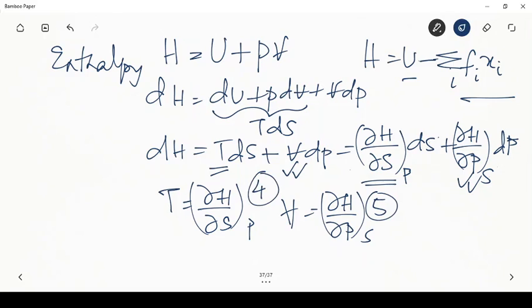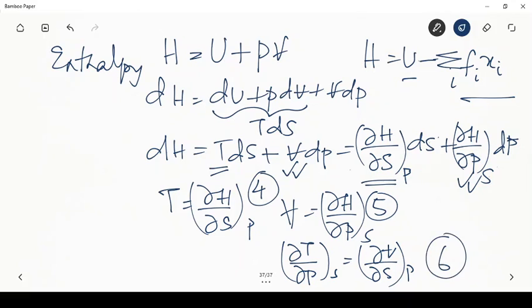And then equation number 6 would be the cross derivative of this. So it will be del T by del P at constant S, which would be equal to del V by del S at constant P. This is the next expression that you would get. So this differentiated with respect to P would be equal to this differentiated with respect to S. So that is the expression that you get. This is equation number 6.